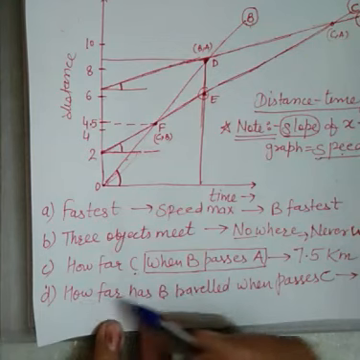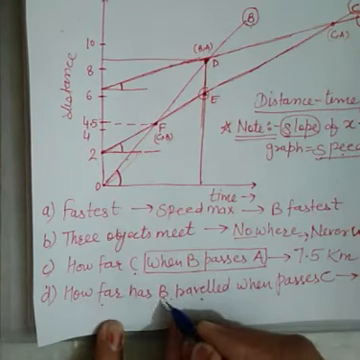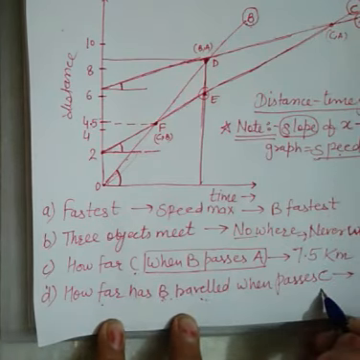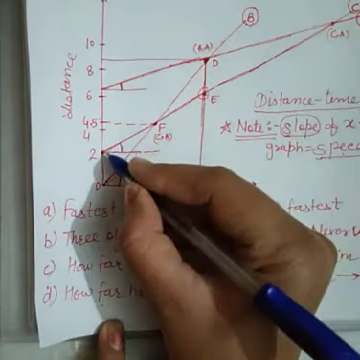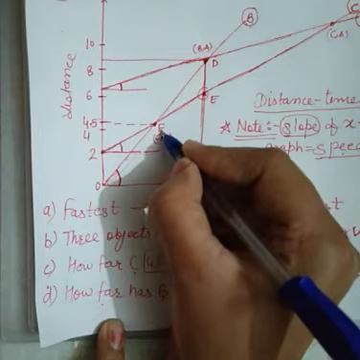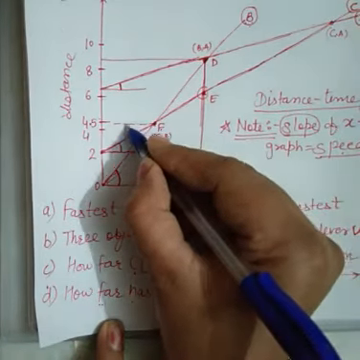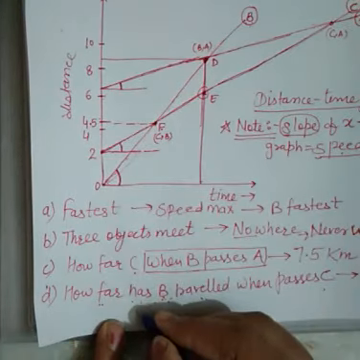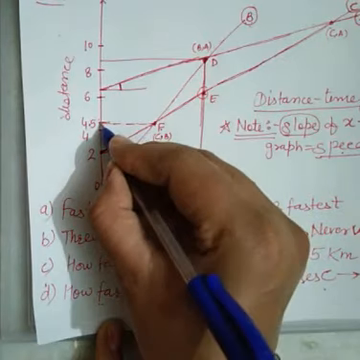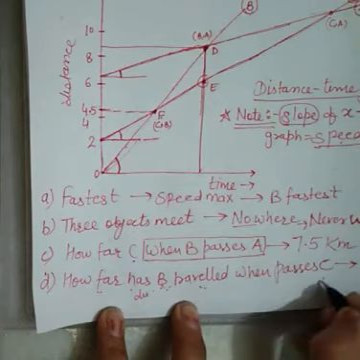Next question is, how far has B traveled? Far means distance of B we have to check when it passes C. The location where B passes C. B passes C at this point. This point is labeled F. We have to check how far B has traveled. B has traveled. Traveled means what? Distance we have to check. So we have to move to our distance axis, and the distance is 4.5. Far means, students, distance is to be checked.